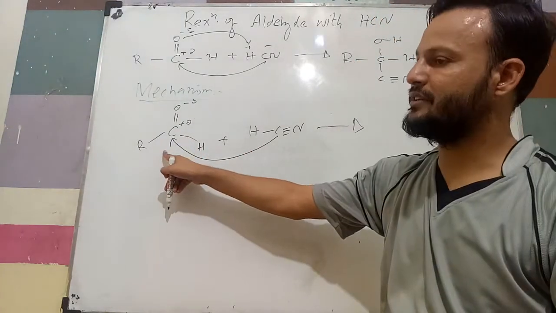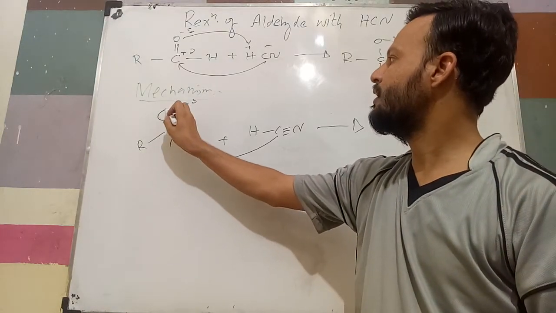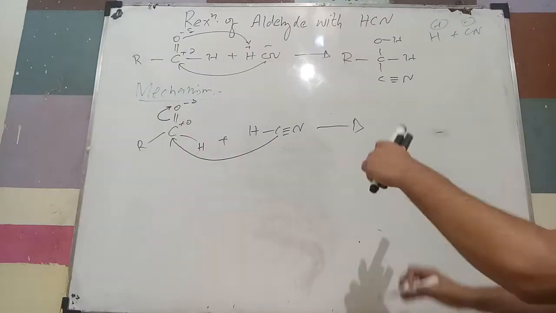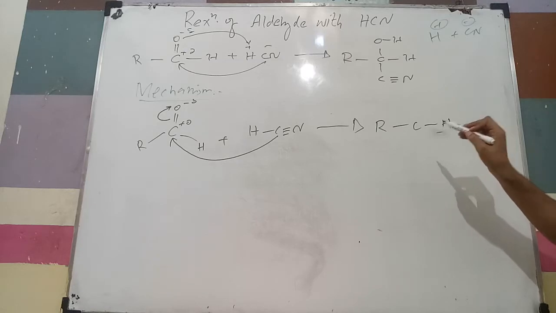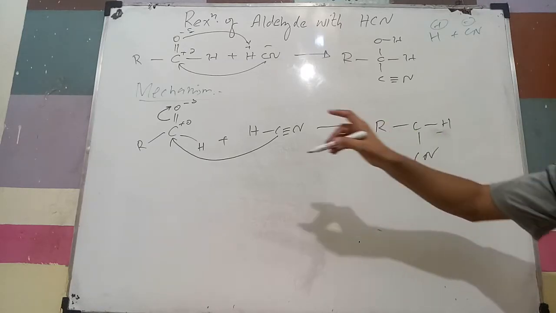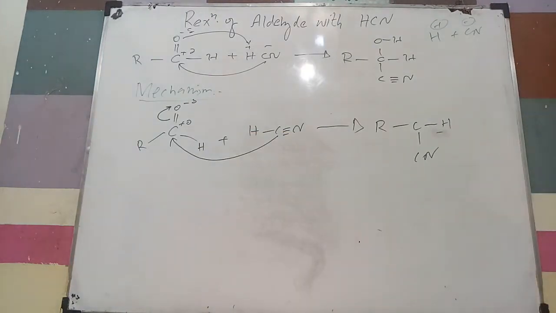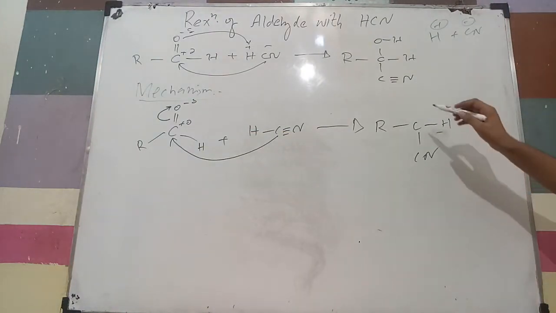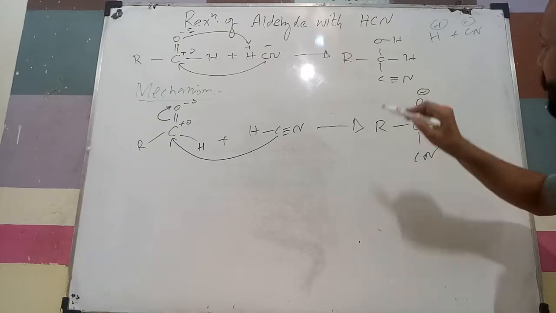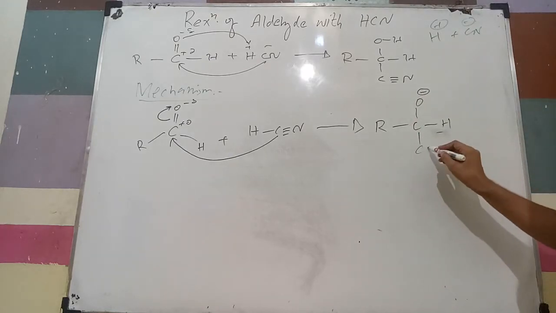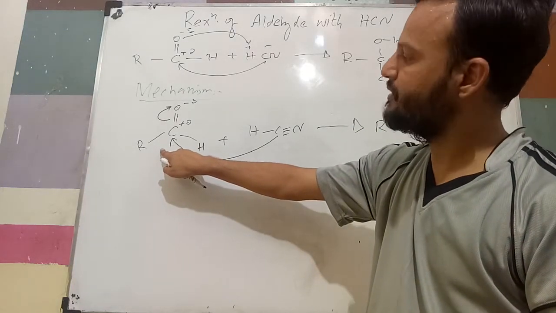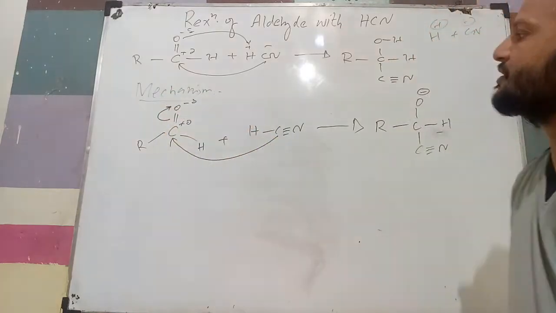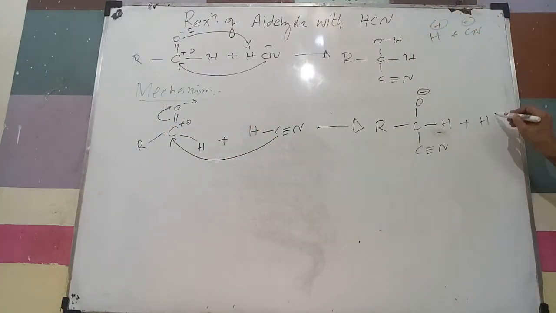The CN goes to this partial positive center, and this pair of pi electrons will shift over oxygen. When the shifting happens, R as it is, C as it is, H as it is, the attacking species is CN. This becomes negative, so it will be shown as O negative. This negative will attack this partial positive carbon, and the pi bond will shift towards oxygen, plus here the H positive ion remains.